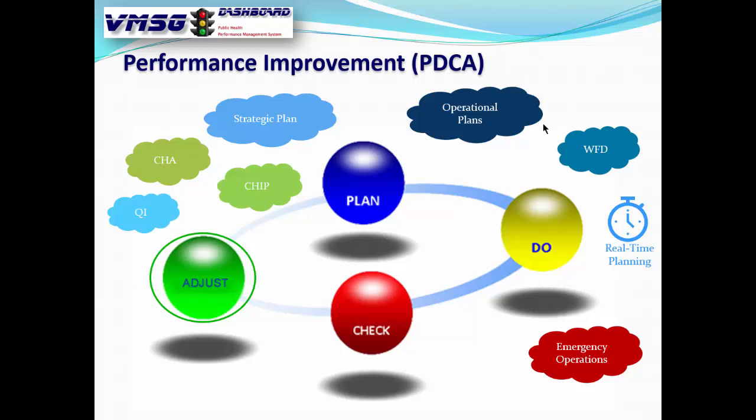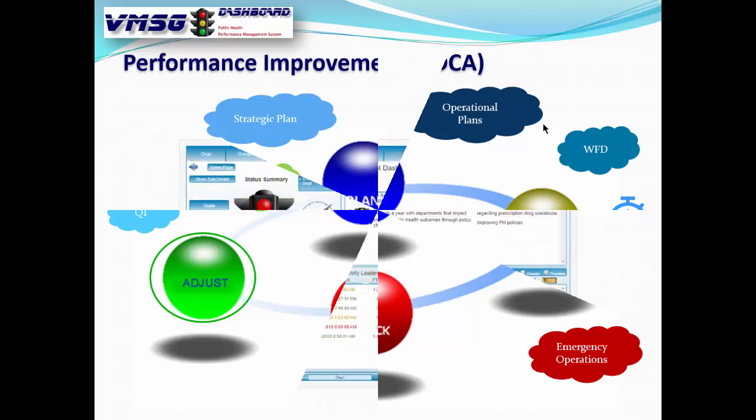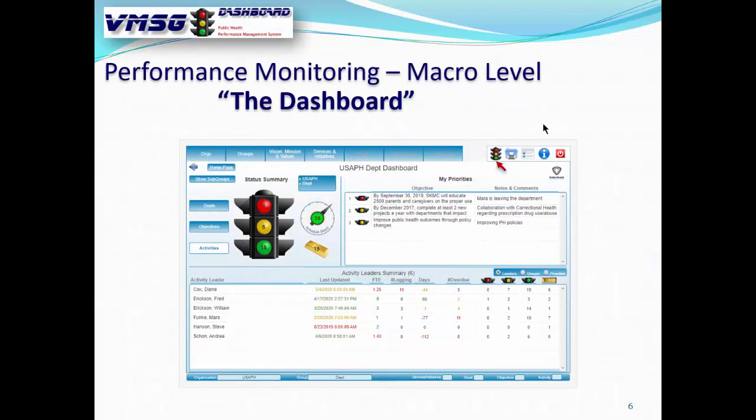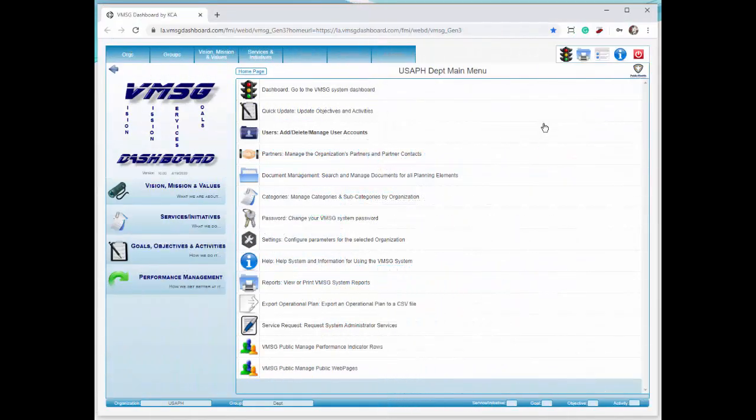Now, let's switch gears a little bit and talk about performance monitoring at the macro level or the dashboard itself. This is kind of the namesake screen of the VMSG dashboard. I'm going to take you live to the dashboard again. First thing we're going to do is go to the Groups tab again.